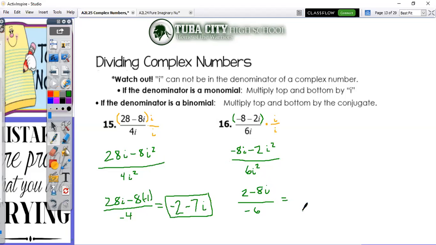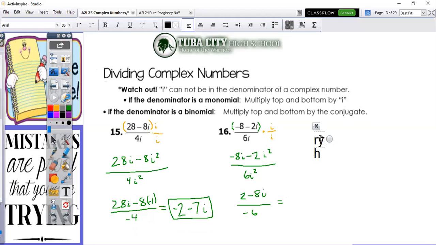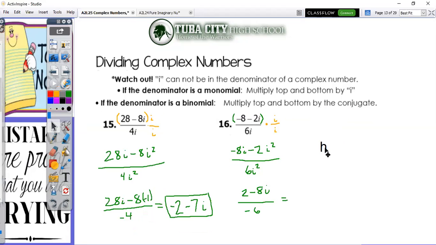And now it looks like we cannot divide this actually. We can't really divide it at all. So we're going to just reduce it. They're all even numbers, so I'm going to divide everything by 2. Divide that by 2, divide this by 2, and divide this by 2. And it looks like we cannot do anything else from here, so let's call this the answer.